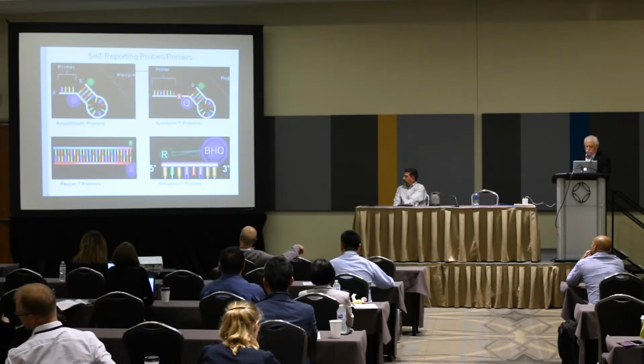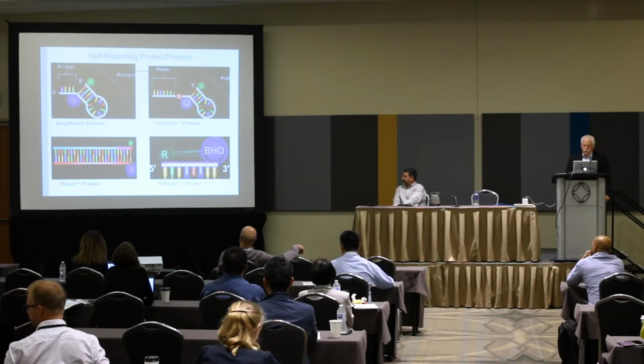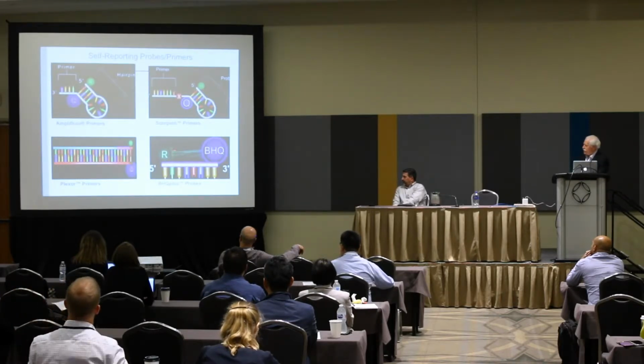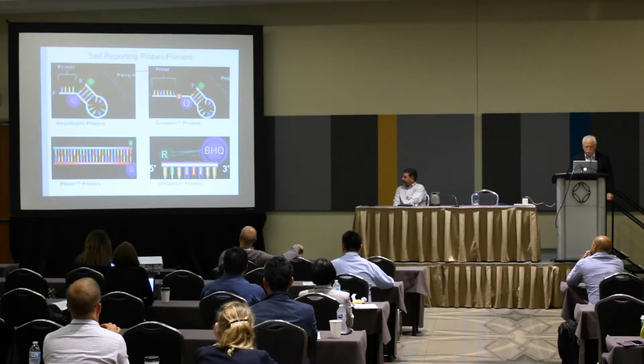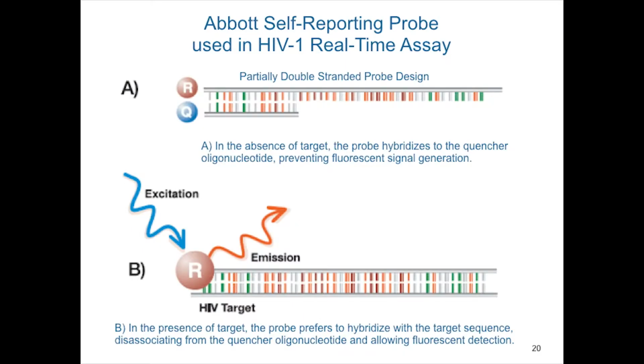And then the black hole quencher plus probes. Upon hybridization, these are kind of folded up in quenching. When it hybridizes, it unquenches. This is, again, a similar one where hybridization to a target displaces that probe. This is used by Abbott in many of its assays.